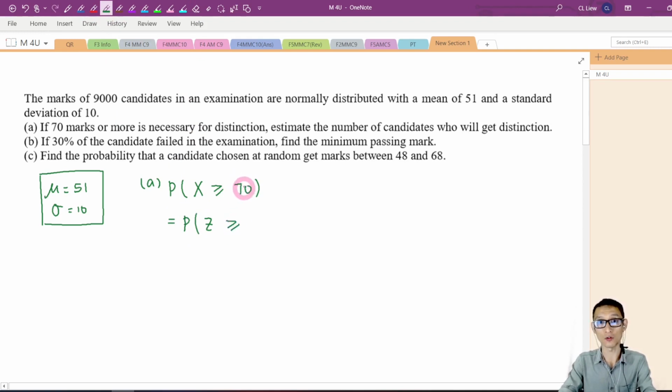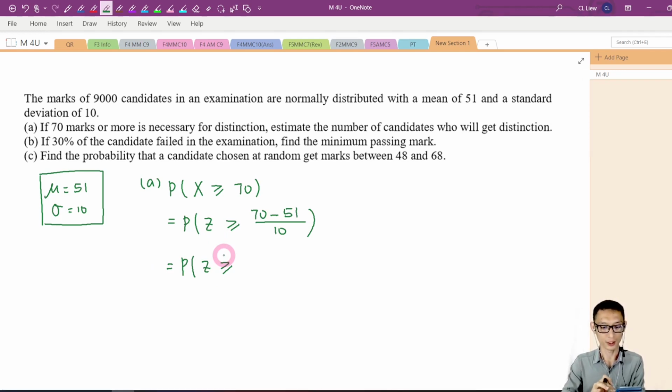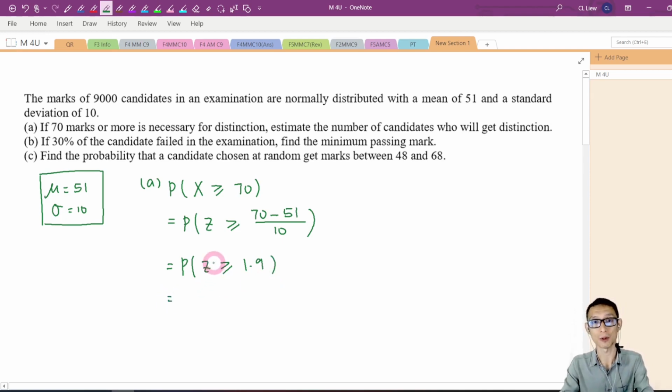Now I'm going to convert this using the formula that I showed you just now: x minus mean, divided by the standard deviation. Remember, divided by standard deviation, not variance. Now just press your calculator: 70 minus 51 divided by 10. You will get 1.9. Now, this is the z value. We can get the answer from our table.